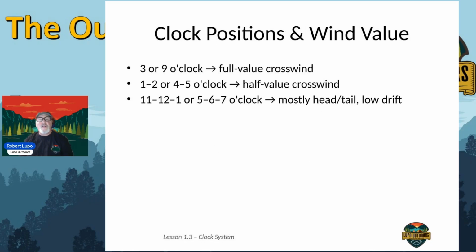Now let's combine the clock with wind value. Winds from 3 or 9 are full value, as we stated, pure side wind, strongest sideways push. Winds from around 1 and 2 down to like 4 and 5 are half values. So everything coming from here and here is half the value of a sideways wind. Winds from 11, 12, 1, or from 5, 6, 7 are mostly head or tail winds, so they have low sideways effect. We treat them as low or quarter value.